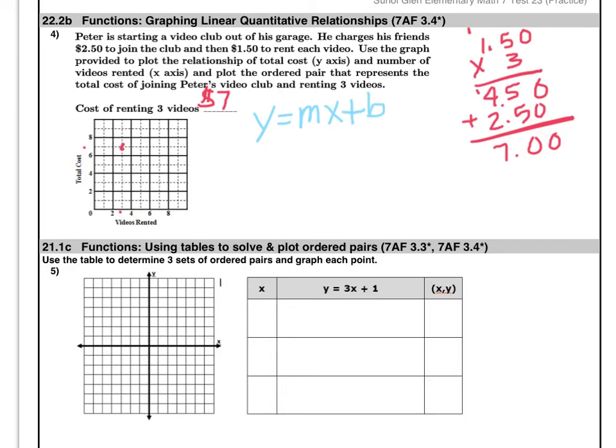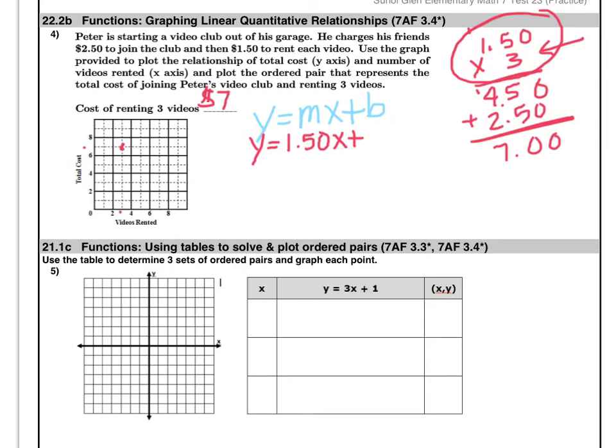So think about what we did. We multiplied 2 things here. We multiplied the number of videos, which could change. I could have 4 videos, I could have 5 videos, by $1.50. That makes the $1.50 the slope. And so what we really need to figure out is what that b is, the plus b. Where is it crossing the y-axis?